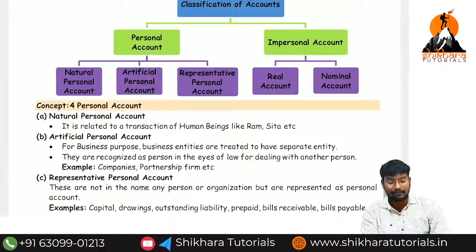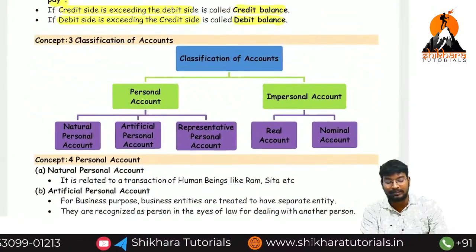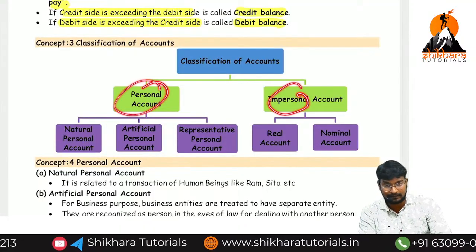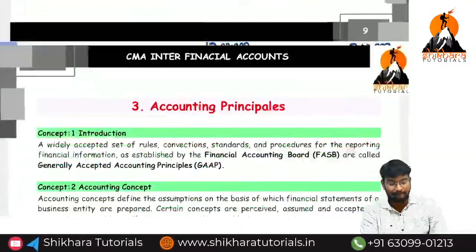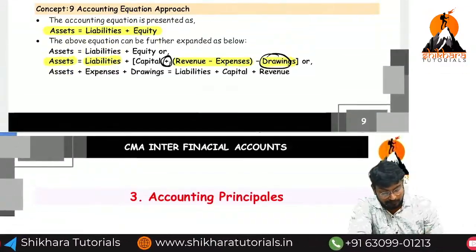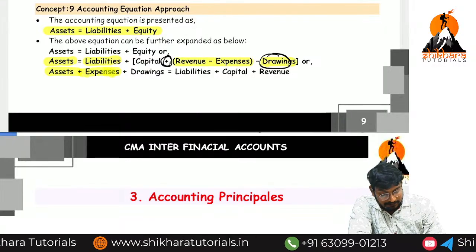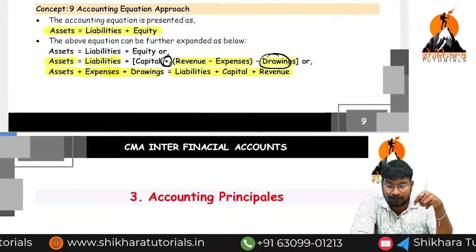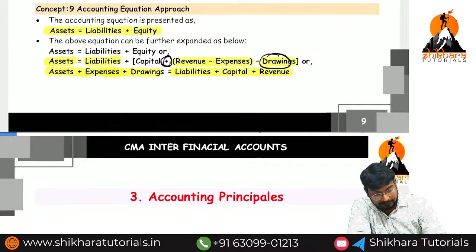Are there any doubts in the double entry system? There is nothing, you already know all the things. How many types of accounts are there? Two types totally: personal account, impersonal account. Next, asset plus expenses plus drawings is equal to liabilities plus capital plus revenue. You need to understand this concept. Accounting equation approach. I will explain to you, no problem.